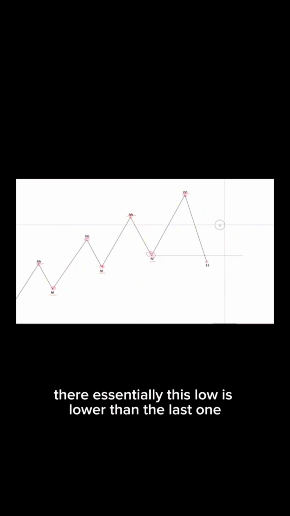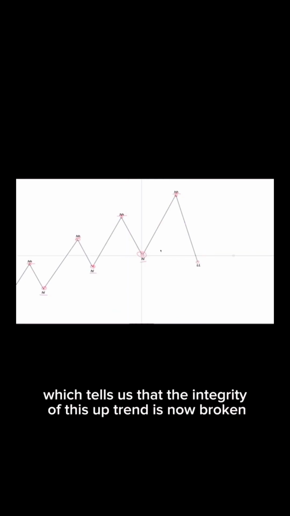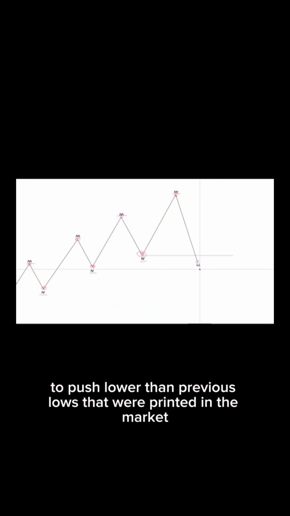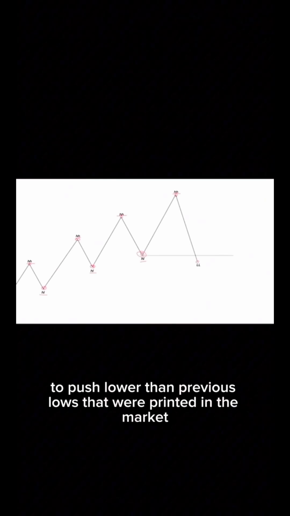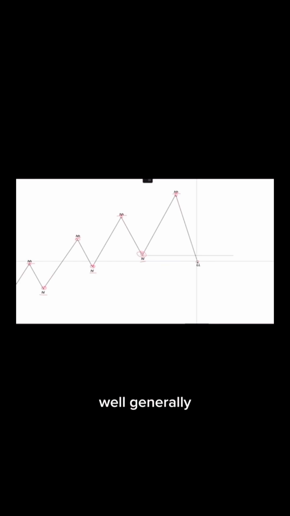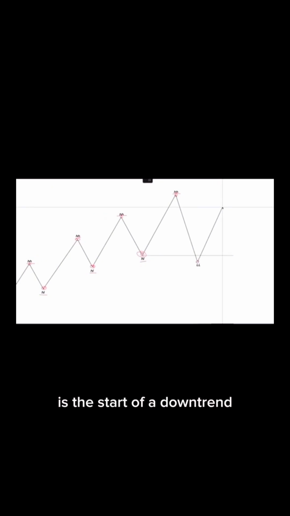So keep it simple. Essentially, this low is lower than the last one, which tells us that the integrity of this uptrend is now broken, because the market is showing willingness to push lower than previous lows that were printed in the market. So what would this lead into then? Well, generally, what we see after the formation of a lower low is the start of a downtrend.